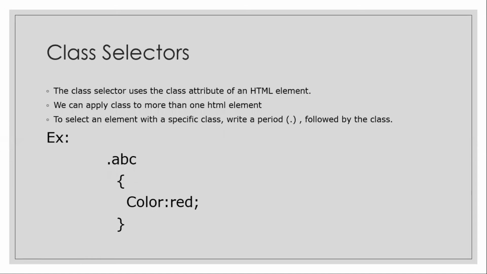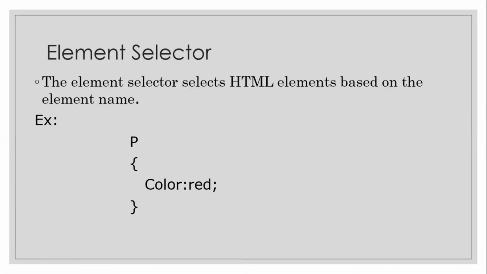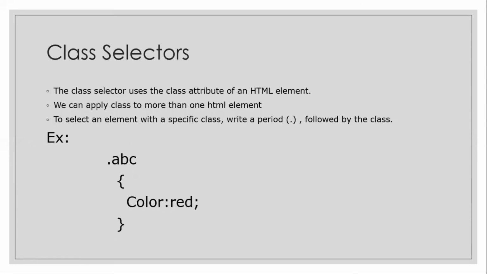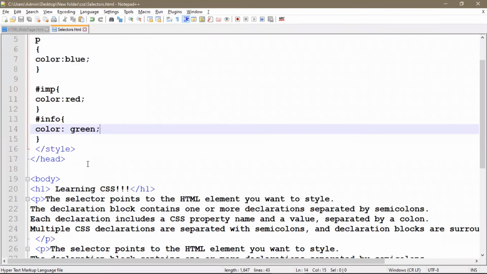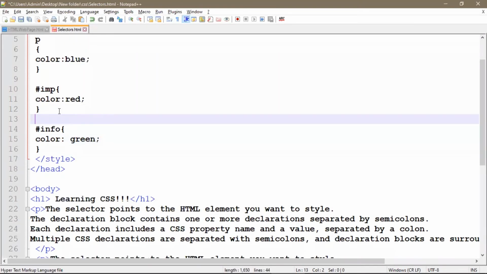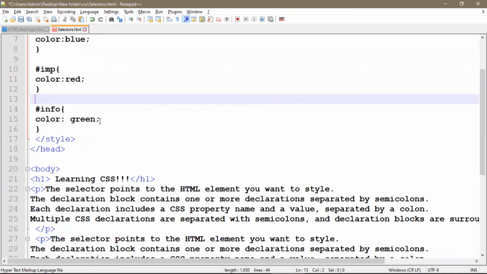What is the next selector? The next selector, again a very important selector, is the class selector, because many times we tend to use class selectors as compared to ID selectors or element selectors or any other selector. So these are the most used selectors in CSS. So what is this class selector? Everything is the same as ID. There is no difference between ID and class selector, but there is only a single difference. What is that?